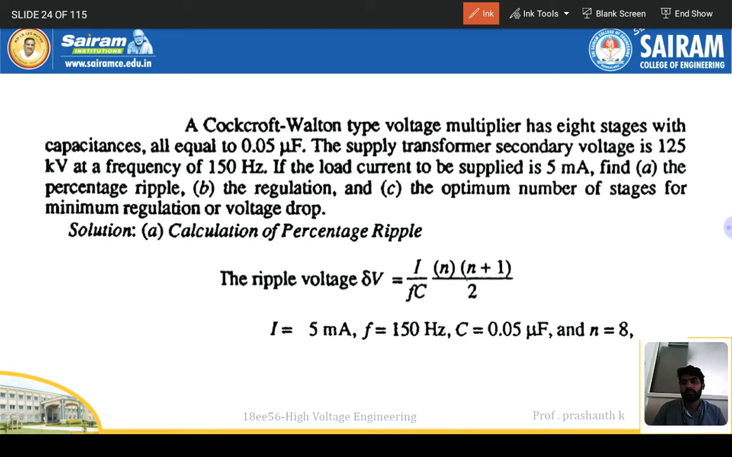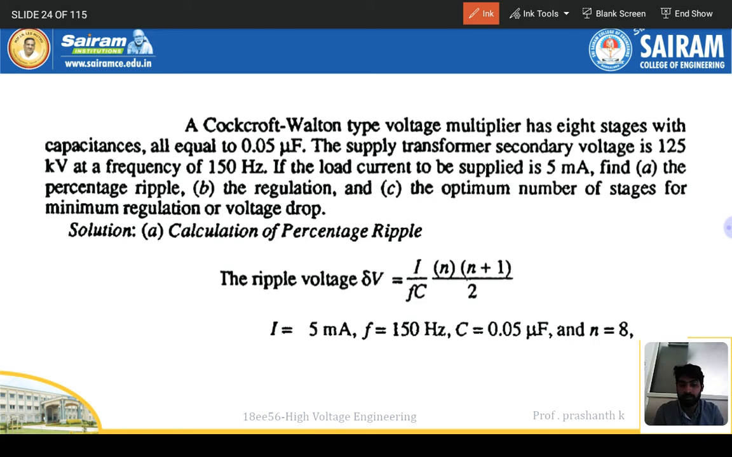The problem is completely easy, but we need to know the formulas from the discussion of the Cockcroft Walton type DC generator, which we discussed with the diagram. How to calculate percentage ripple and ripple voltage, and how to define current, everything. The ripple voltage delta V is I by Fc into n into n plus 1 by 2. Everybody knows already, the formula is already available.